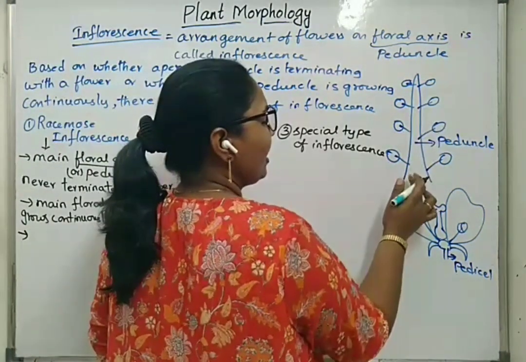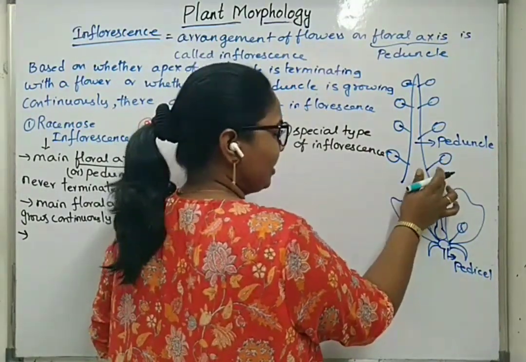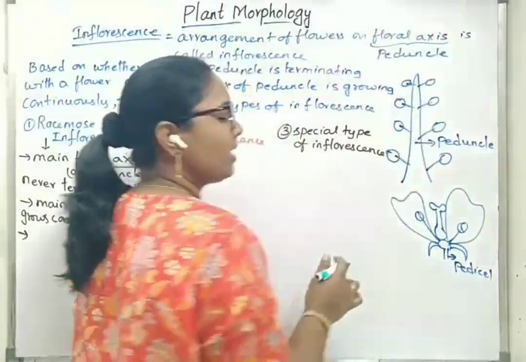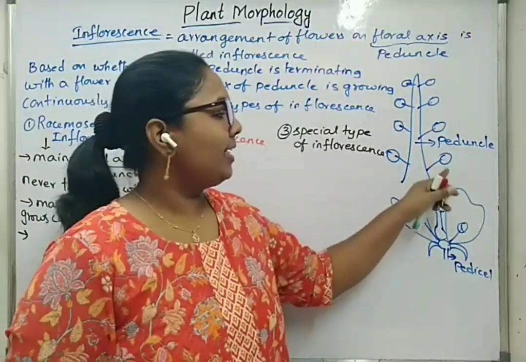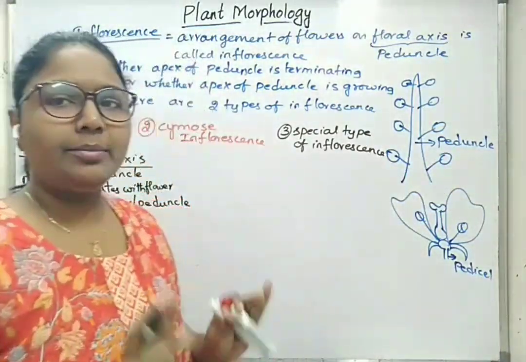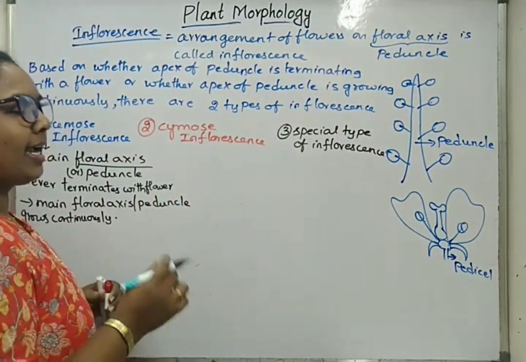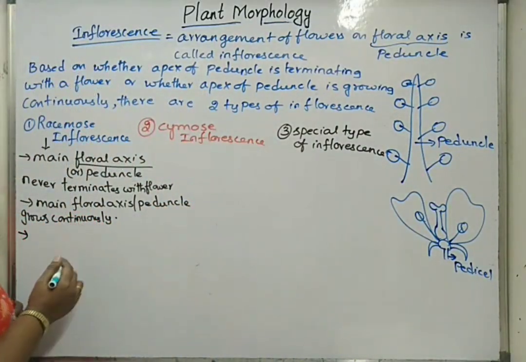This main floral axis in case of racemose inflorescence, it is directly giving a rise to the buds or flowers or the lateral branches. Peduncle here in case of racemose inflorescence is considered as the main axis and the lateral one will be considered as the subordinate branches. Since here main axis is taking a role in handling all these structures, it is called as monopodial branching.